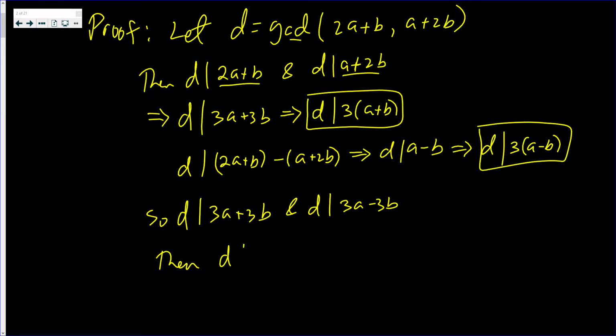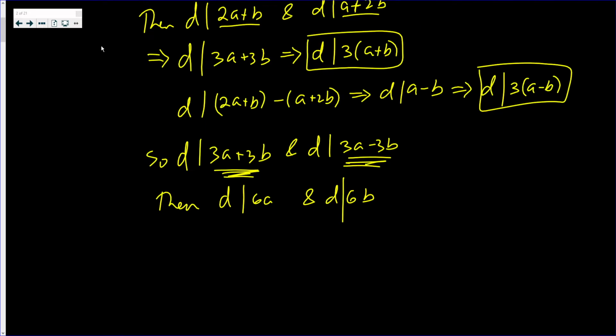Then D divides the sum. When you add these, you get 6a. And D divides the difference. This minus that is 6b. Okay. D divides 6b.